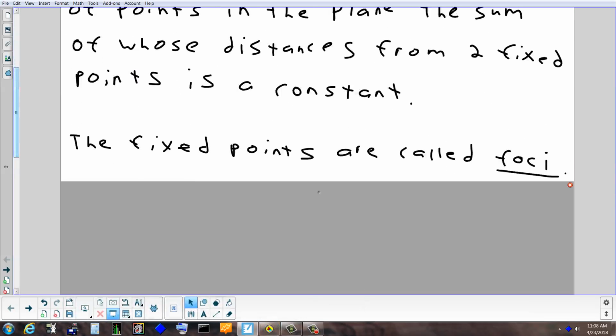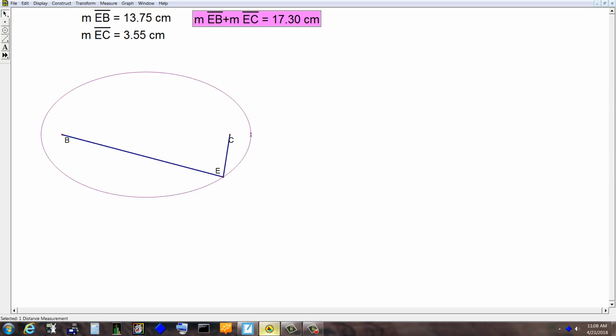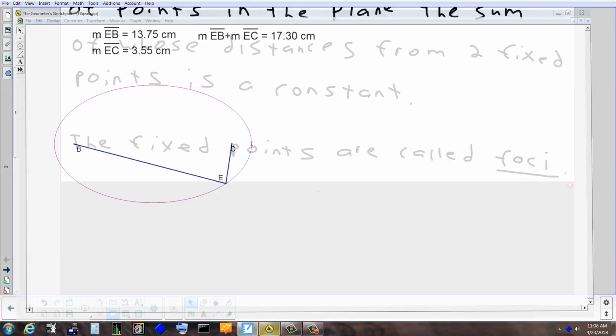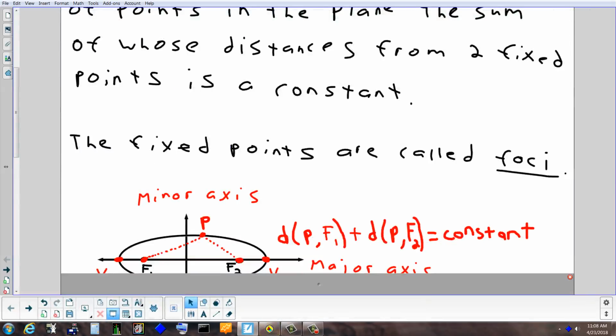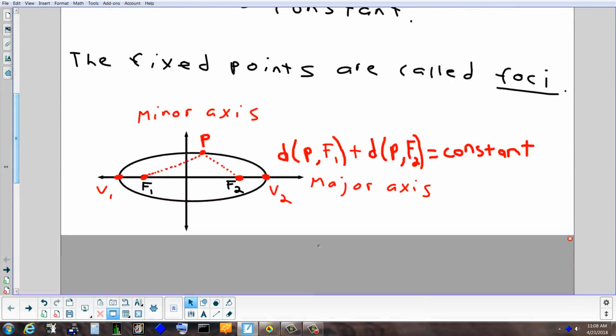Now, in an ellipse, we have two axes. If I go back to it for a second, that line that I put right there, that's one axis. That line that I'm trying to put right there, that's another axis. One of them is always longer than the other in an ellipse. So the longer axis, that's called the major axis, and the shorter one is the minor axis.